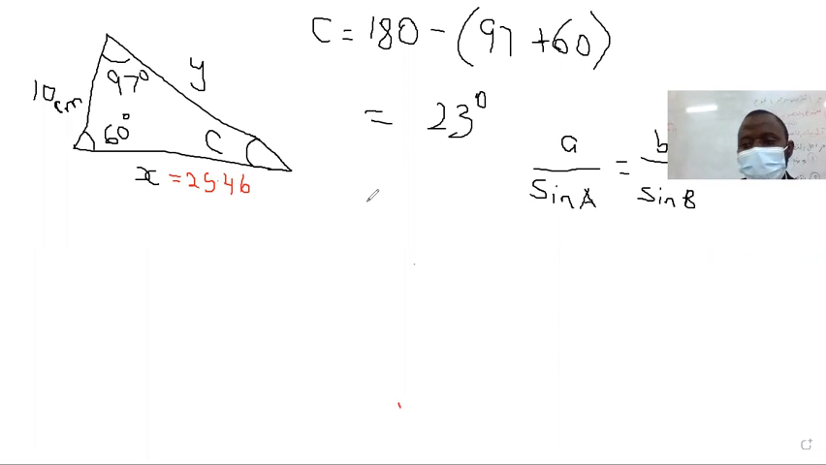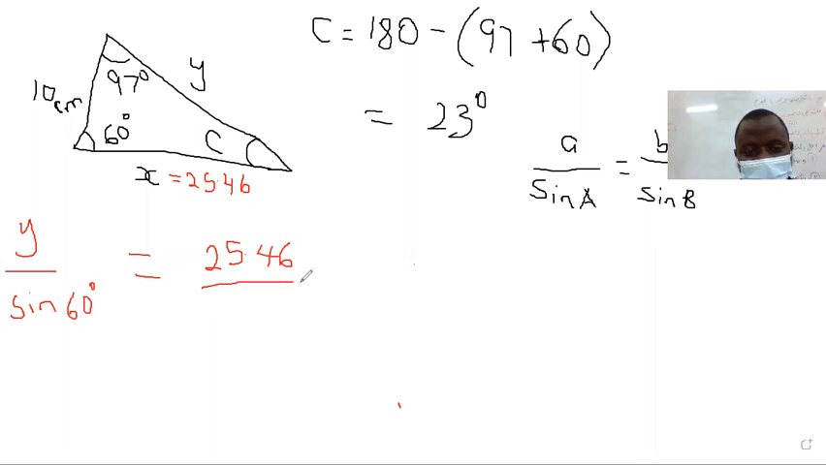Now, if I'm looking for side Y, remember I'm going to have Y divided by the opposite angle, which is 60. So sine 60 degree is equal to, again, I have this now. I have side X to be 25.46. Since I know this side now, I can use it, right? So 25.46 divided by sine 97.